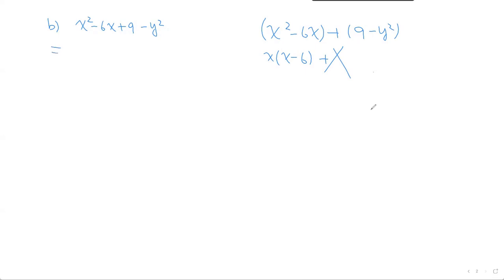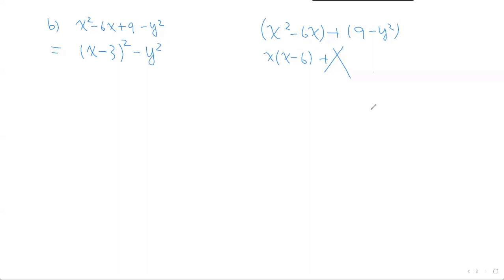But look at the first 3 terms. You got x squared minus 6x plus 9. And this is a perfect square if you check. So here you can factor by finding two numbers with product 9 and sum negative 6, which is x minus 3 times x minus 3. Anyway, it is a perfect square, and you can check this is right. Then minus y squared.